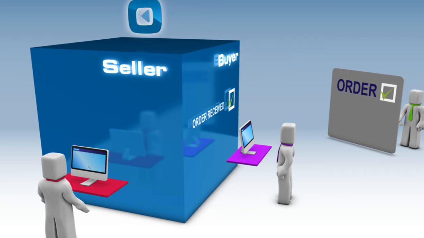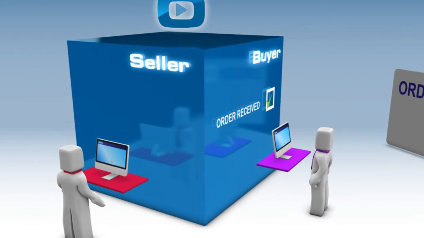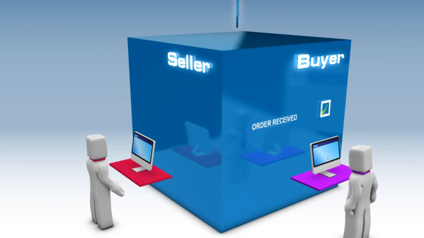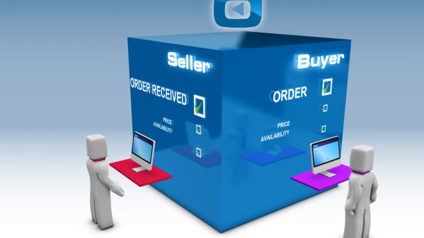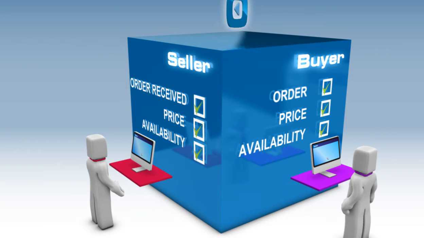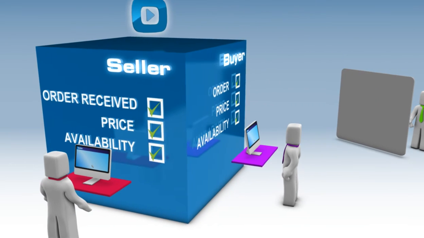The buyer makes a decision on where to buy the products and sends out an electronic purchase order to his selected sellers via Onetrail. After purchasing the product, the buyer instantly receives an order acknowledgement with order confirmation on the purchase price and stock availability.